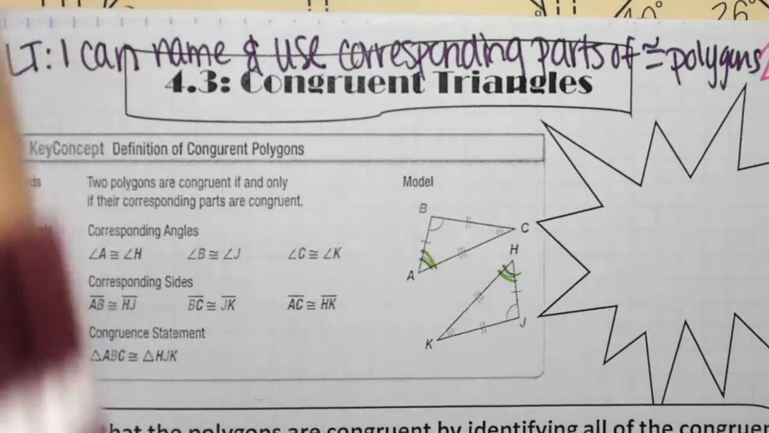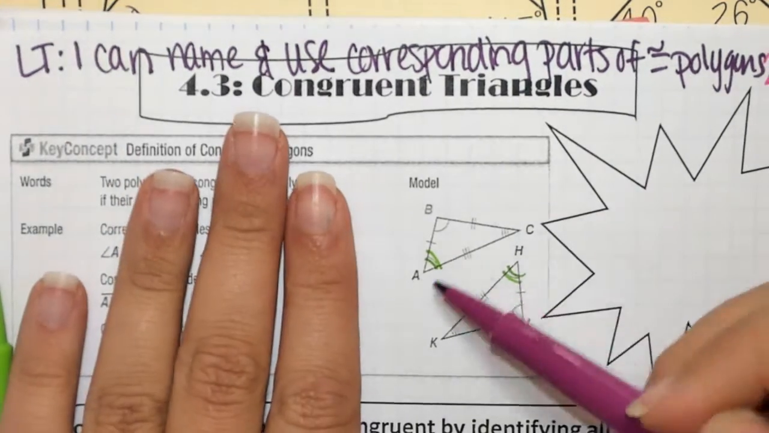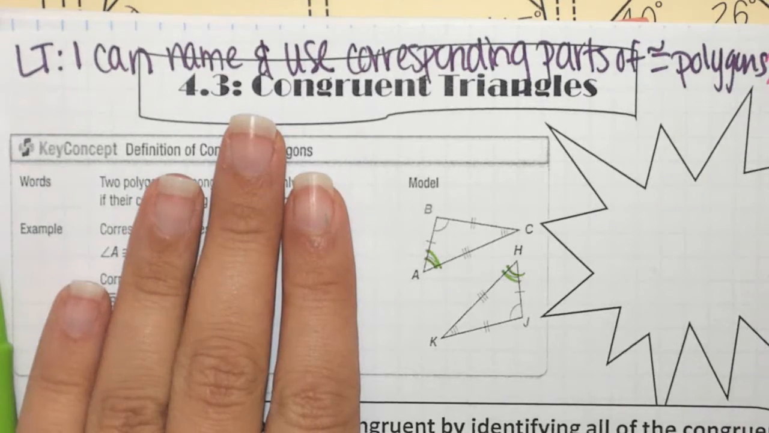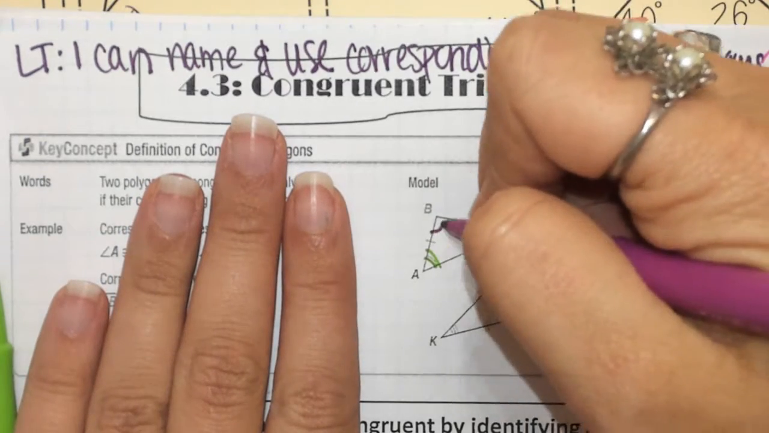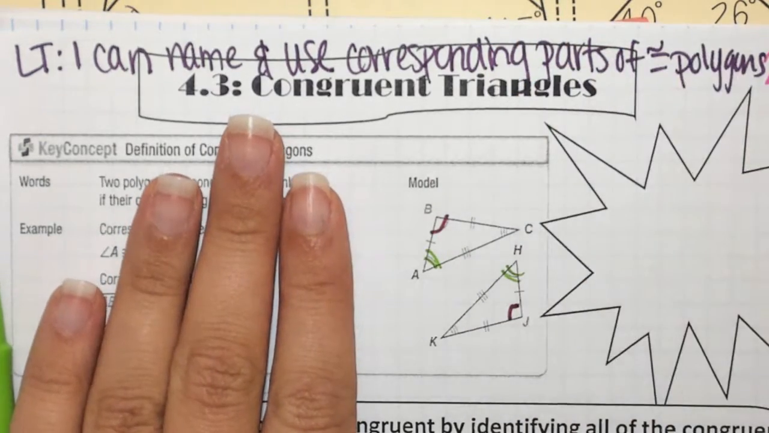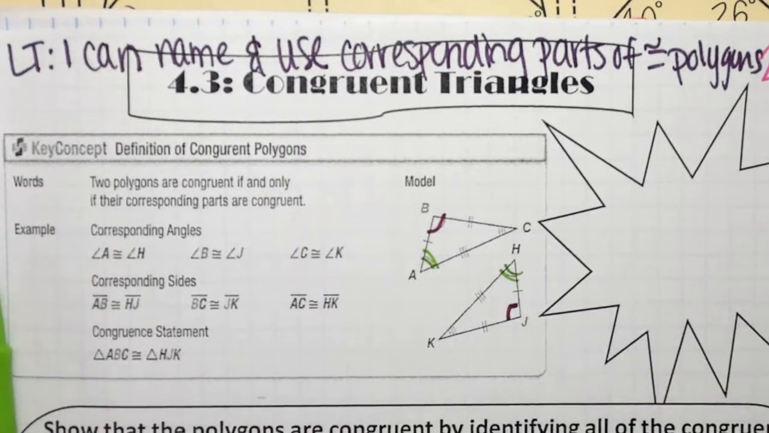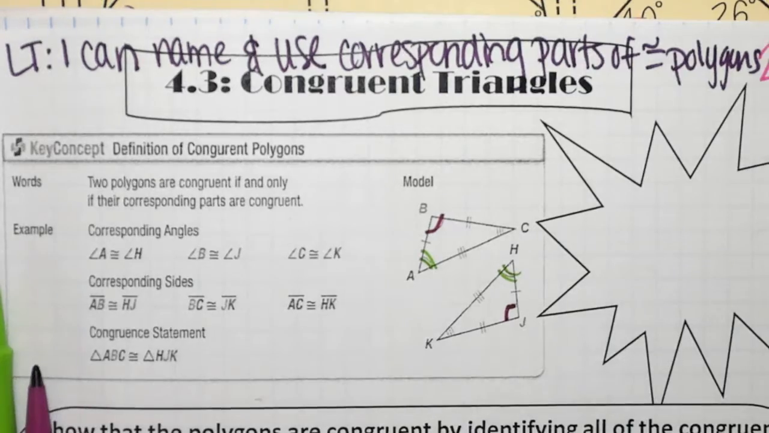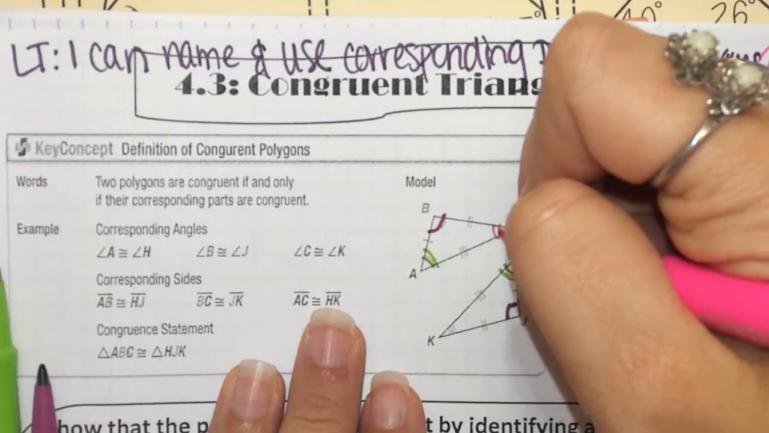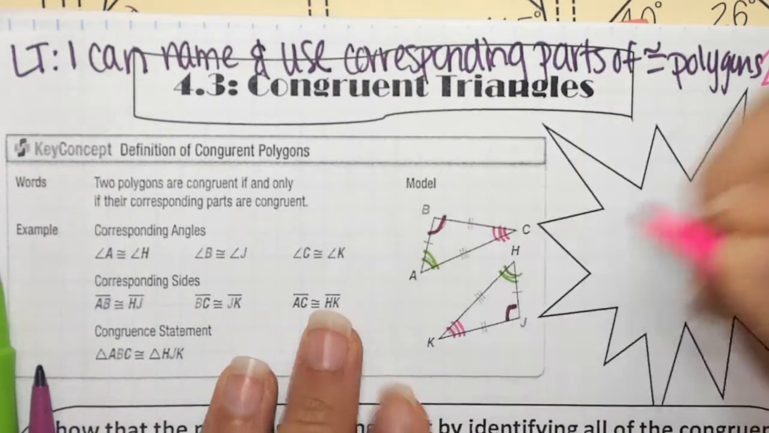Alright, now let's look at angle B. Based on the rainbows, which angle does it match up with? Angle J. And then angle C matches up with which one? K, because it has how many rainbows? 3. 1, 2, 3.